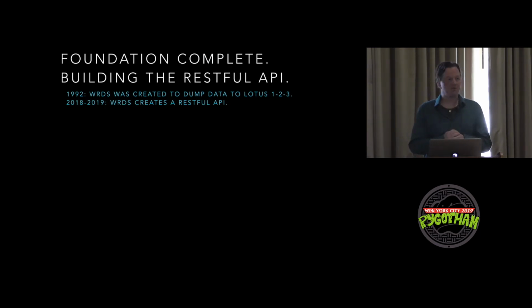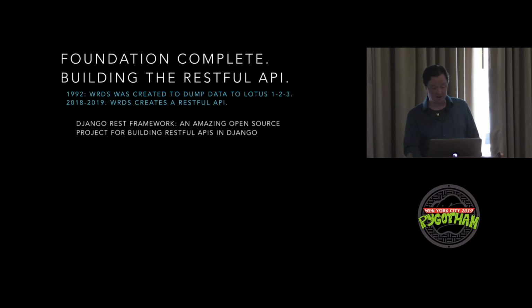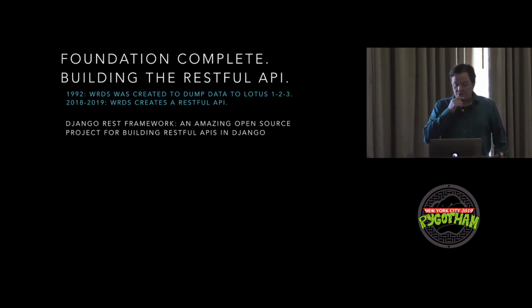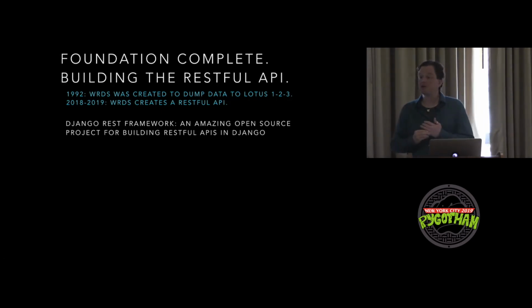And I'll explain some of the jargon as we go along, just in case there's some newcomers. But basically, we had created words in 1992, or somebody else had created words in 1992. I was not around at that time, to dump data from SAS to Lotus 123, the spreadsheet software of choice at that time amongst the Wharton faculty. And fast forward to 2018, 2019, we've created this RESTful API around it. So I mentioned Django REST Framework. It's absolutely amazing. It sits on top of Django and allows you to, in a fairly straightforward manner, on top of your models, create serializers, views, endpoints, and handle permissions for all those endpoints. So you can provide a RESTful API to your end users.